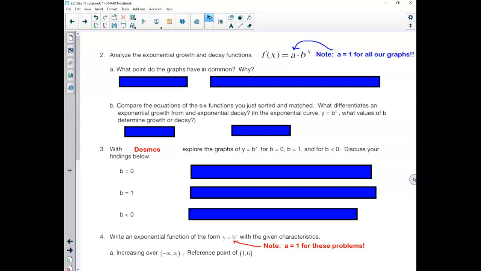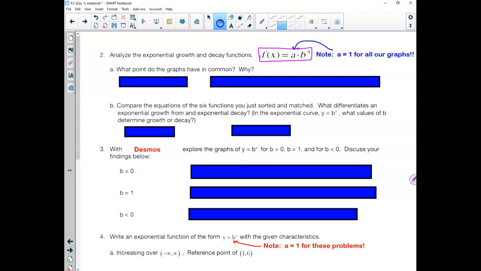And what I did was take the liberty here to say, hey, here is an exponential function in function form. It's a times b raised to the power of x. And I wrote a little note for you there. If you look at all the growth and decay functions you had, the a value is 1 for all of those graphs. And that's kind of important. That's a pretty important thing to identify, but that's keeping them all the same.